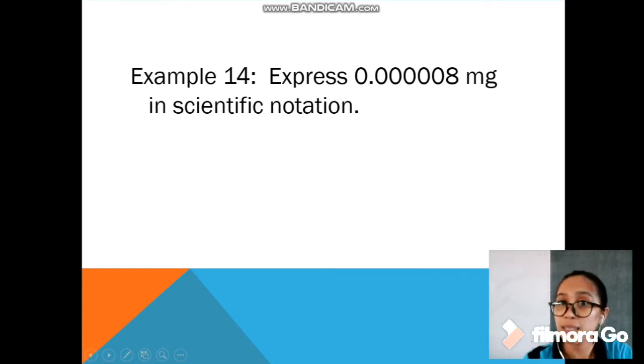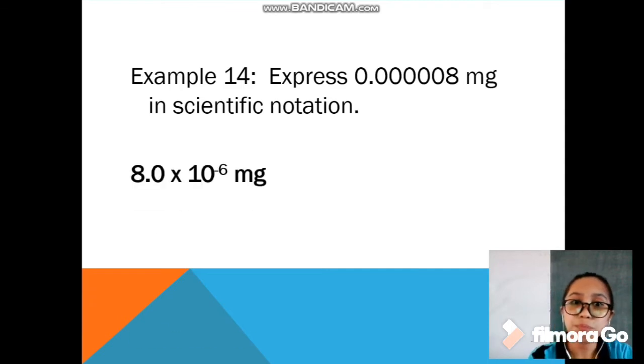8, still less than 10. So we have here 8. It can be 8.0, or just 8 times 10 raised to negative 6, negative 6 because we moved the decimal point to the right 6 times. Then don't forget the unit, milligrams. Did you get it? Okay.